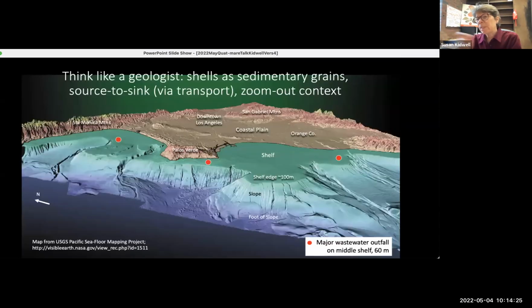Okay. So maybe the second most important thing I can tell you about understanding the nature of the shallow marine fossil record is that you absolutely have to think like a geologist. The first thing you have to do is you have to think about every single shell as a sedimentary grain, which is a terrible thing to tell a biologist, but you have to conceptualize it that way because that's what they are post-mortem. And that means thinking about the whole thing, from the source where they're produced and any transport to the sink and what happens there.